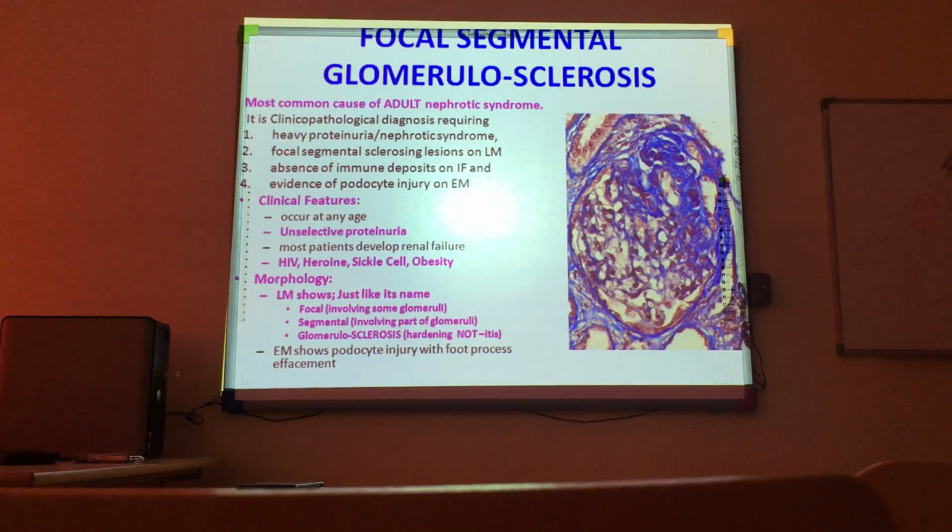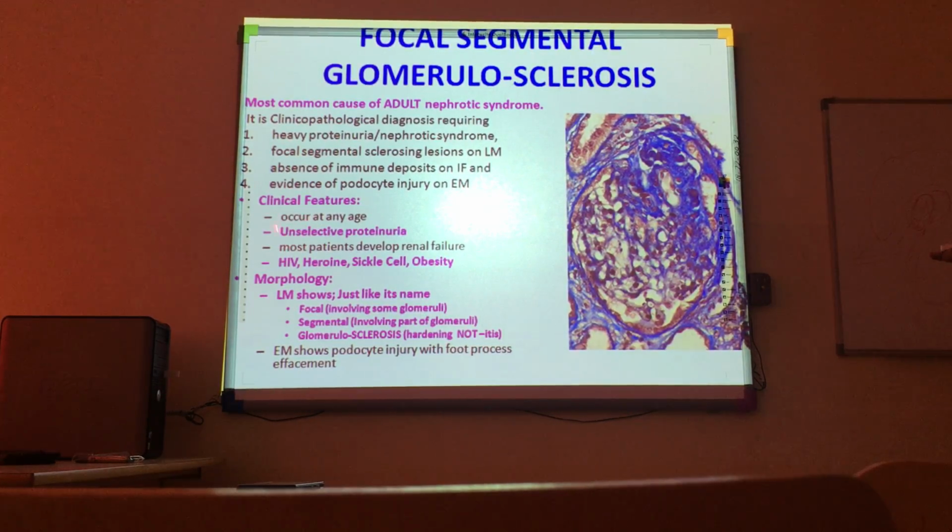There is another test in the same biopsy, where they use a microscope called an immunofluorescent microscope. There will be no changes or immune deposits on immunofluorescence. And the fourth thing is evidence of podocyte injury on electron microscope. When we use the electron microscope, we typically see that the podocytes are damaged, injured in some places. When these are present, we call this FSGS.